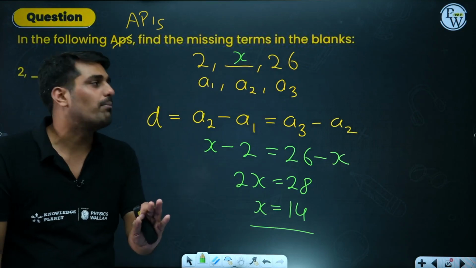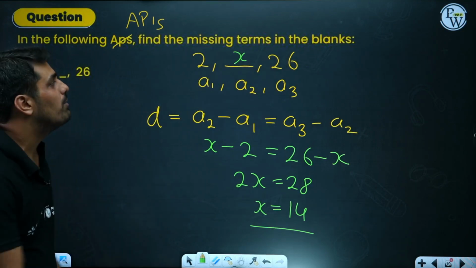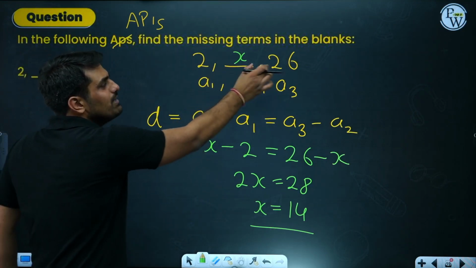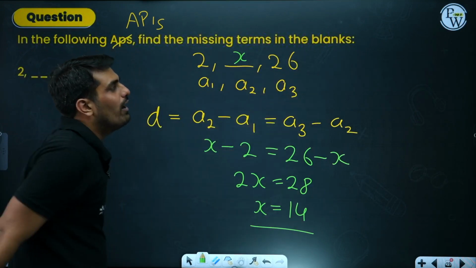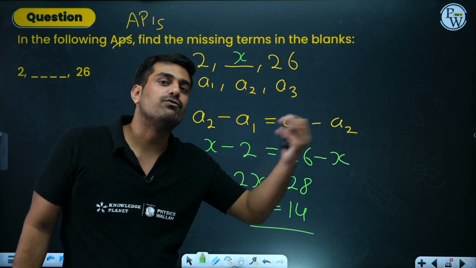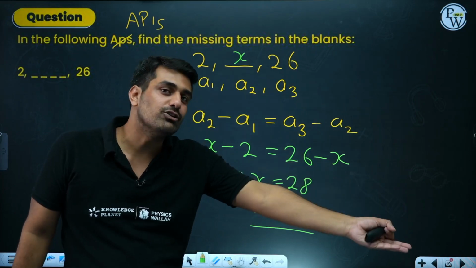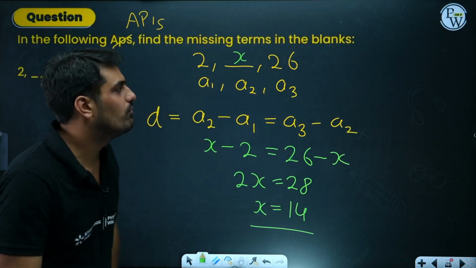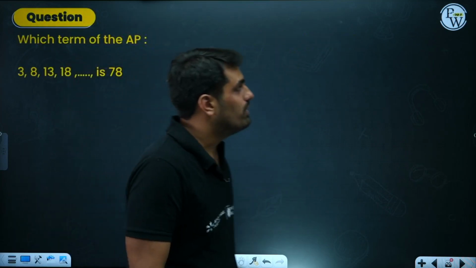This is a very good problem, and like this there can be multiple problems. Rather than missing one term, they can miss 2 terms or 3 terms, or if they randomly miss out any terms, you have to use the general formula. A plus 4D equals this thing, A plus 3D equals this thing. Things are simple over here. Moving on to the next one then.